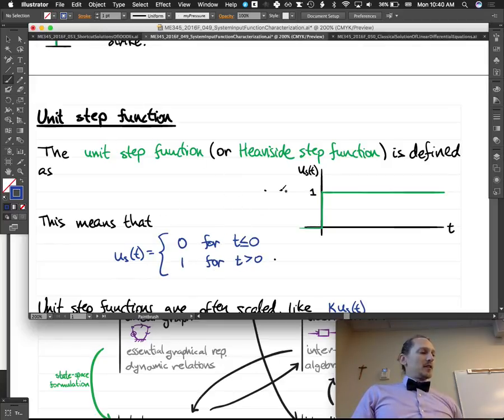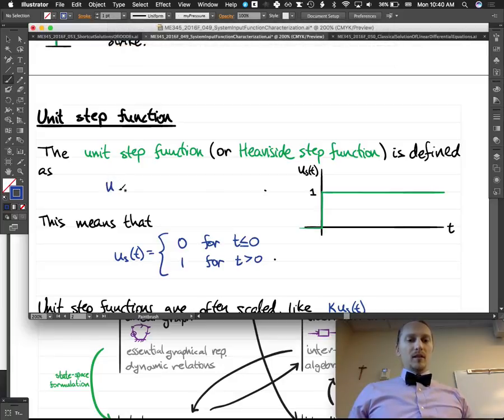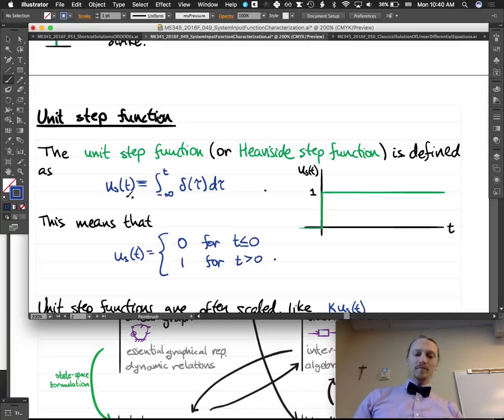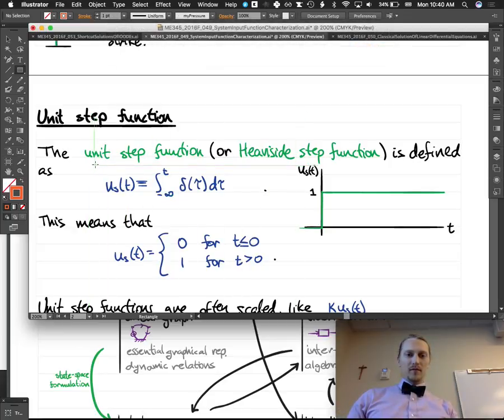The unit step function is the next one. So the unit step function, also called the Heaviside step function, is defined as u_s of t, defined as the integral from negative infinity to t of the Dirac delta function. Yeah, right? So, I should make a nice box around that one too.